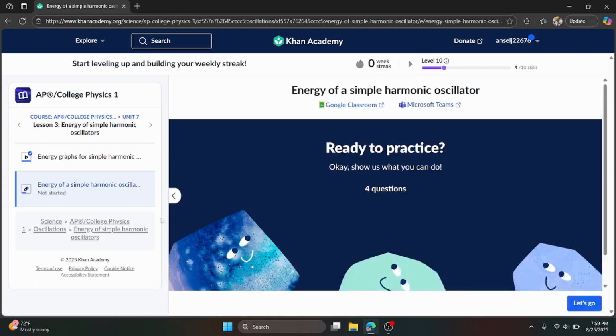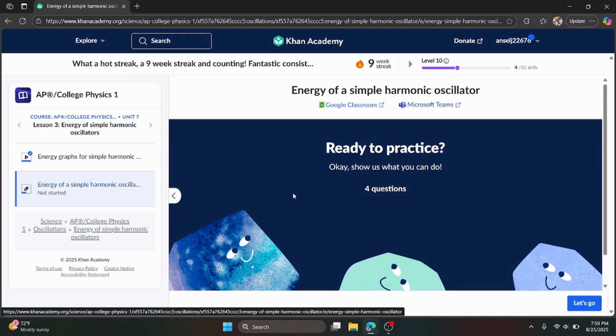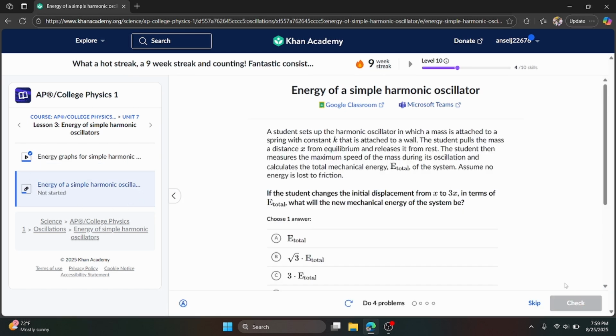This one. Energy of simple harmonic oscillators. Should be pretty easy. I actually gotta study for some things pretty soon. I got an on-demand essay in English class right now. So yeah, let's start. Also, I'm gonna play some music because it kind of gets boring.